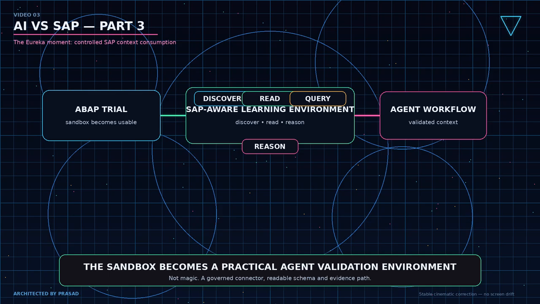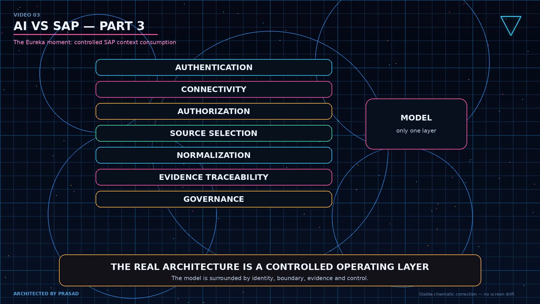Because once an agent can consume SAP data, the next question is obvious. What is it allowed to do? Can it read the data? Can it summarize? Can it recommend? Can it trigger? Can it post? Can it change configuration? Every step increases the risk level. So the boundary must be designed before capability is celebrated.